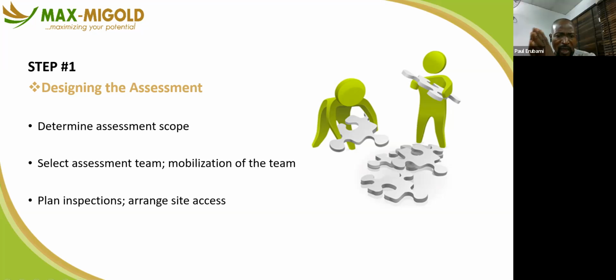Plan the inspection and arrange the site. You need to plan. Is the site visit going to be done on a Monday morning? Is it going to be done on a Friday? Is it going to be done on a Wednesday? Then arrange the site access. Who owns the key to the facility? Who will grant you permission to have access to each individual part of that facility? These are all what you need to have when you want to conduct your assessment.